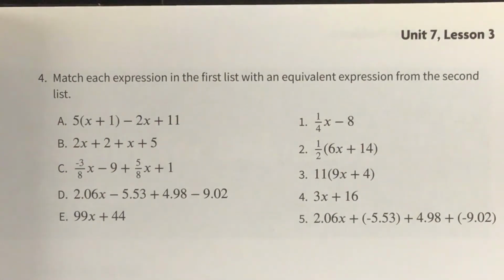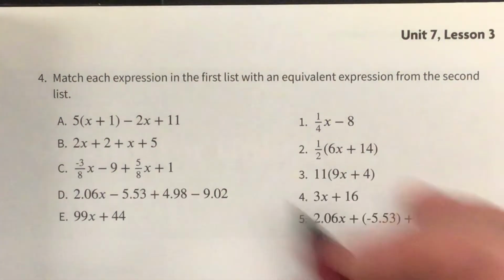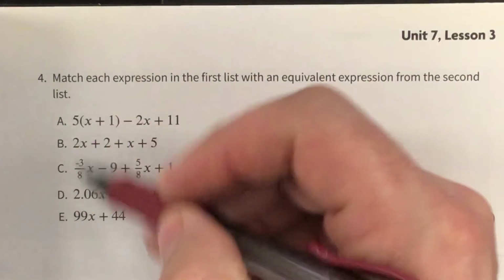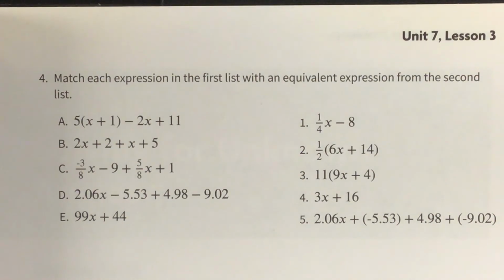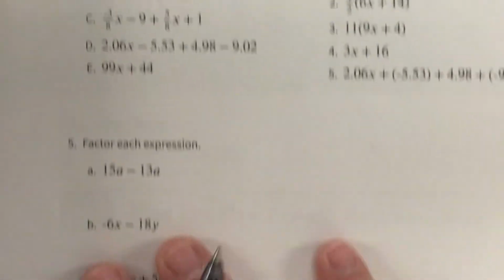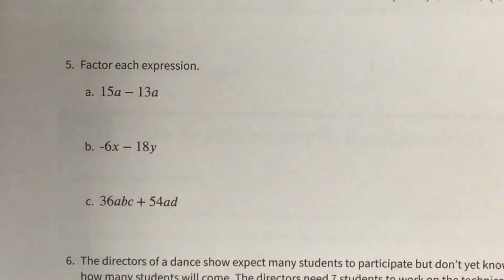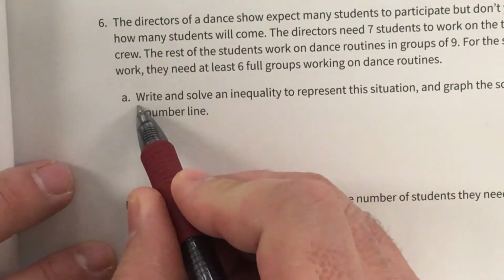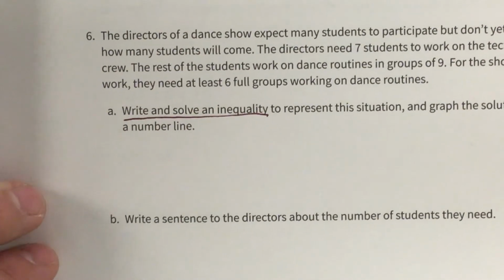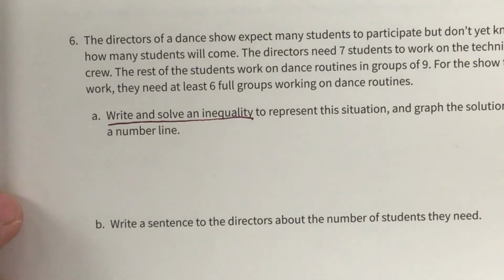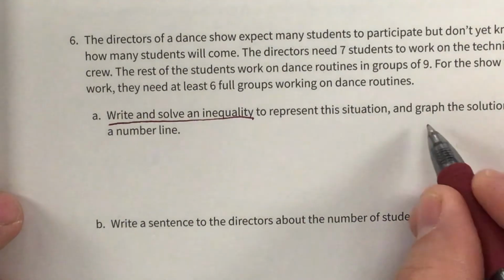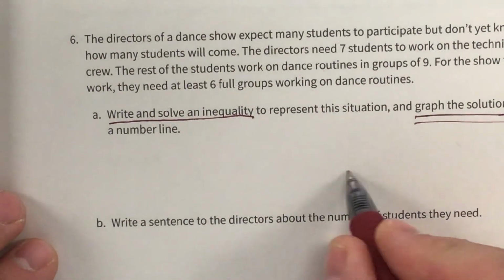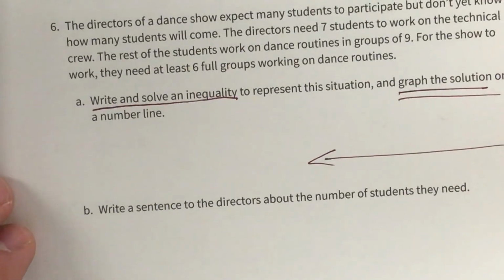Question 4, a little bit of a review for 4 and 5 here from the last unit, unit 6. Just matching which ones are equal. All of these letters will go with a number on the right. Number 5, you are factoring. So whatever they have in common, take it out. Write down what's left. Question 6, write and solve an inequality based on that paragraph above. It also says to graph the solution, so you're going to have a number line here with an answer on it once you get an answer.